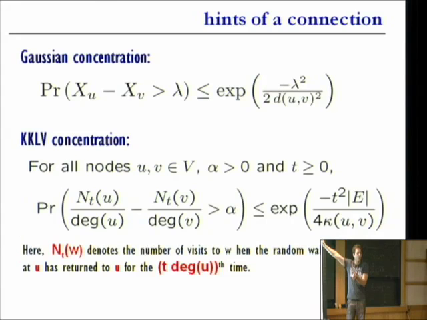But it says that there's some kind of sub-Gaussian concentration of the local times, where the tail is controlled. In the Gaussian case the tail is controlled by the square of the Euclidean distance. Here the tail is controlled by the commute time. Okay, yeah.